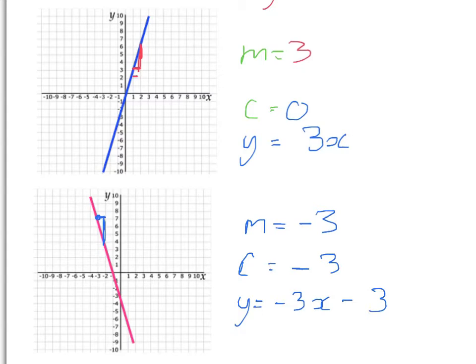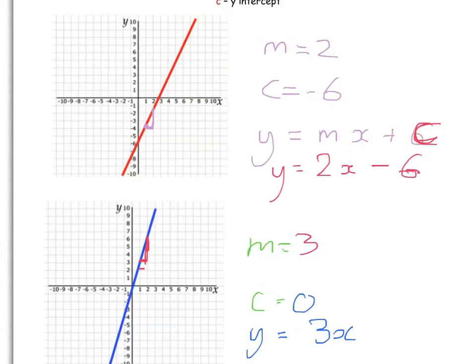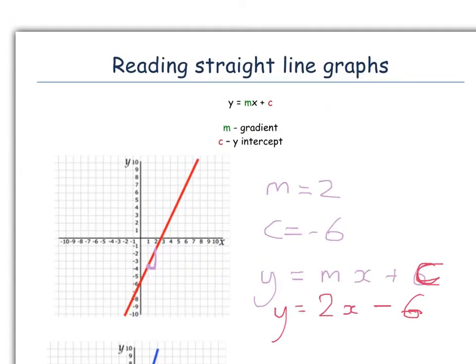So we need to find the gradient. For every one across, how far do you go up for a positive gradient or down for a negative gradient? Also, we need to know the y-intercept, which is where our line crosses through the y-axis. Once we know that, we can put it into the form at the very top here, y equals mx plus c, which is the standard way of writing any straight line graph.